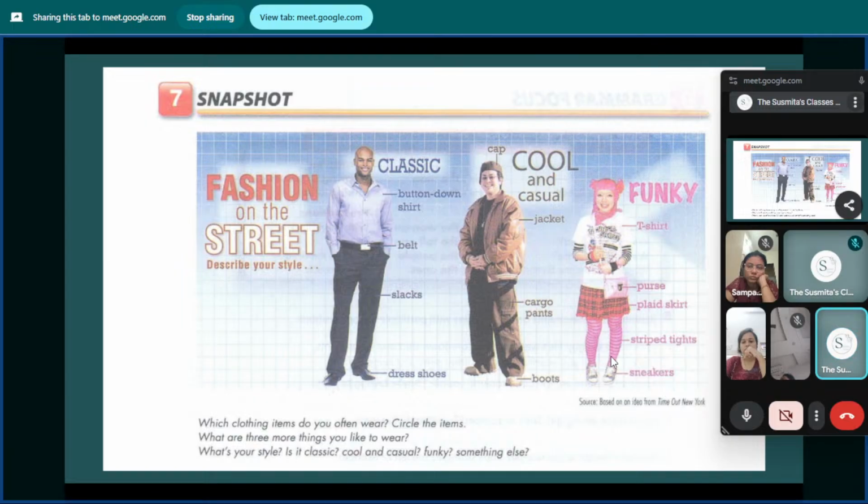Now you have to tell me, which clothing items do you often wear? The clothing items could be from the list given over here, or you can talk about any clothing item that you like. So you have to answer one by one. Sampata, you can start. I usually wear cool and casual clothes.